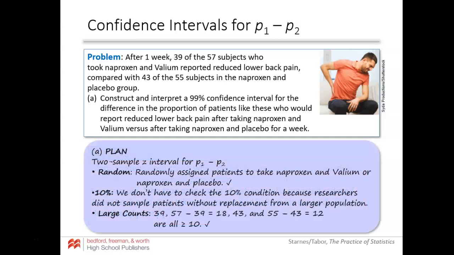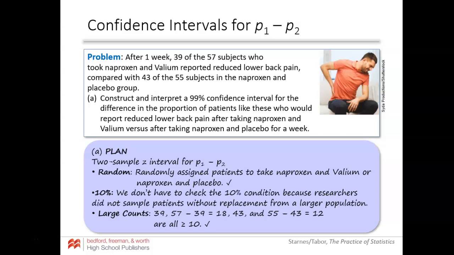All right, so now we have to plan this out, which means first, we need to know that we have what's called a 2-sample Z interval for P1 minus P2. And now we have to check our 3 conditions. So they were randomly assigned patients, so that's good. They were independent trials. And 10%, we don't have to check the 10% condition because researchers did not sample patients without replacement from a larger population. So that's kind of tricky.